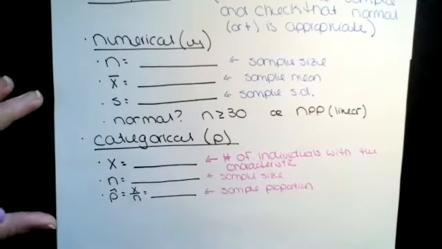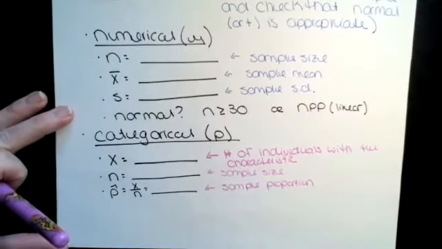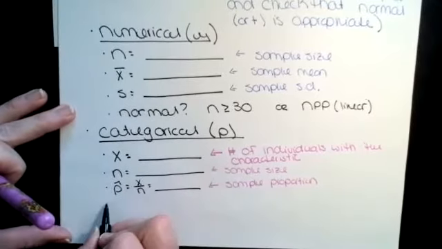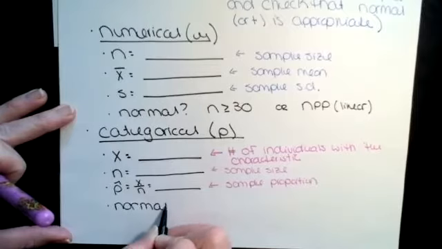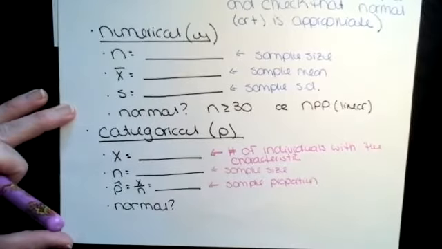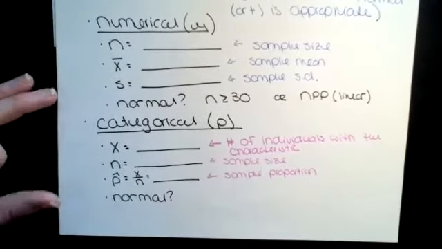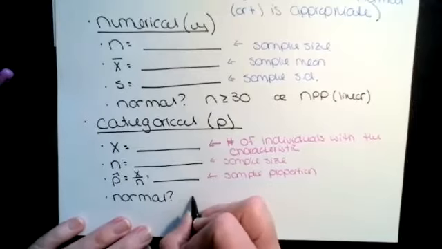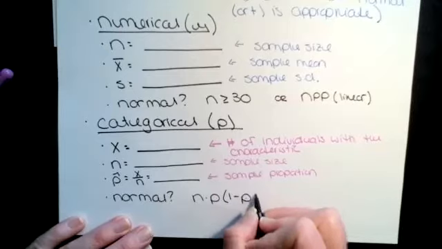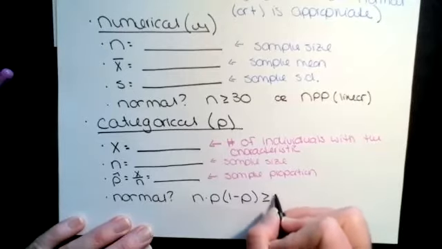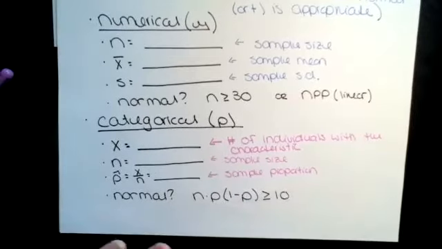Okay. Then again, we need to check for normality. So I want to know, is this normal? Is it symmetric? Right. So the way we do this for categorical data is we use our formula n times p times 1 minus p is greater than or equal to 10. But I have a problem with this formula.